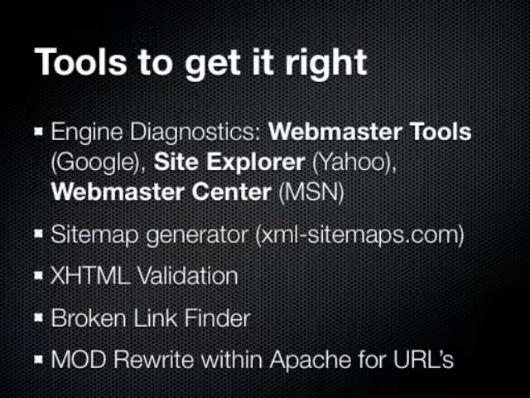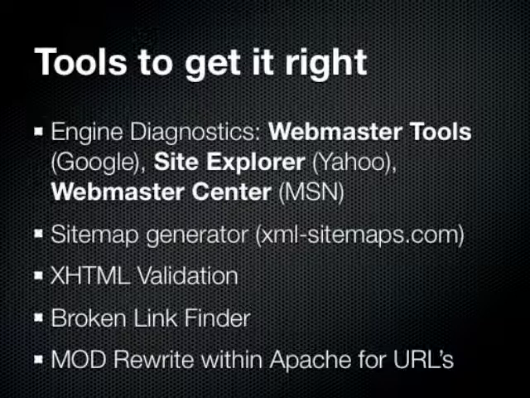So here are some tools to help get you on your way with optimizing your site architecture. First, you want to create an account at the site diagnostic tools that are provided by all 3 search engines: Webmaster Tools at Google, Site Explorer at Yahoo, and Webmaster Center at MSN. These tools will help you get important information and alerts direct from the engines themselves, as well as great data on what you need to do to best position your sites in these engines for maximum exposure. You then want to generate a sitemap, and a great free tool is xml-sitemaps.org. This tool will allow you to generate an XML version of your sitemap effortlessly and with no headaches.